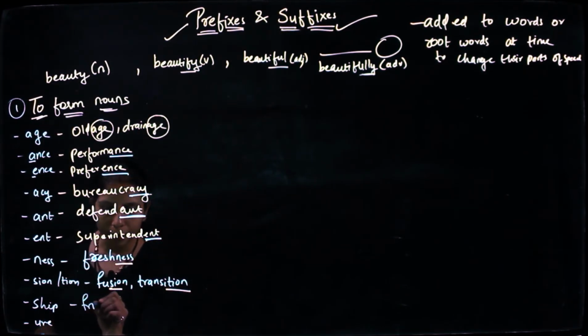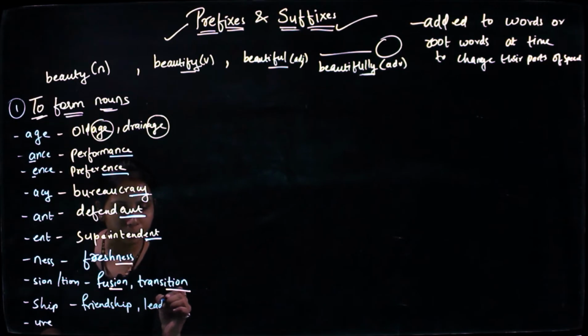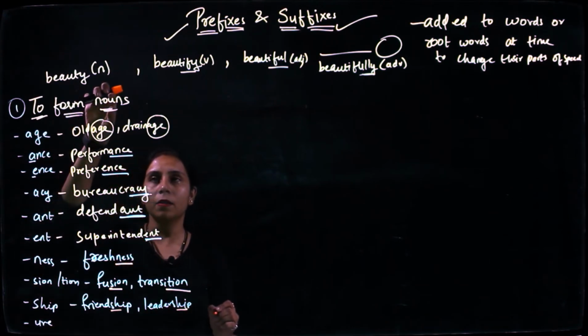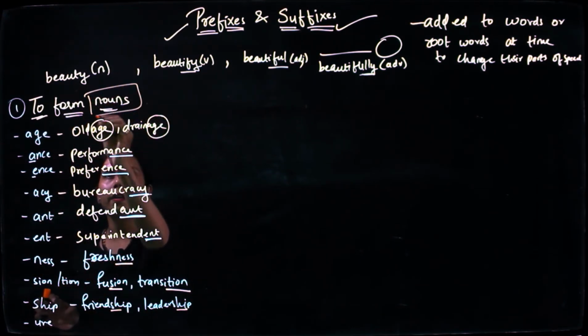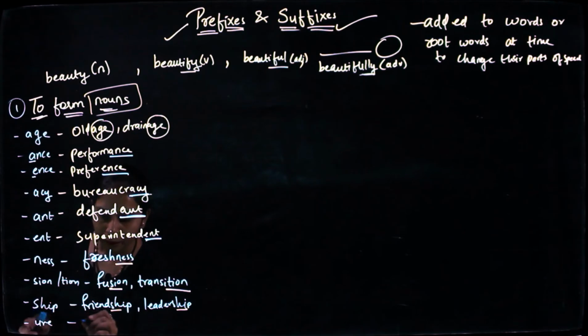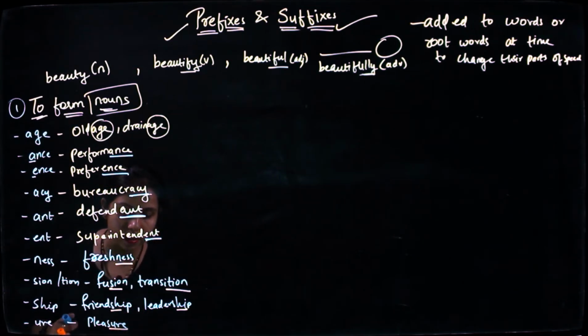Then friendship. Okay. Leadership. I have added ship at the end. So this is again a particular suffix to make it a noun. I am making it a noun by adding these suffixes. Then I talk about ure. So please turns into pleasure. So pleasure is a noun. Exposure.